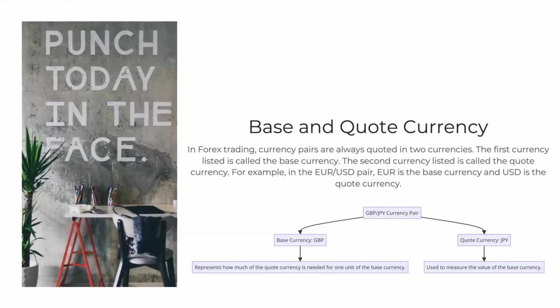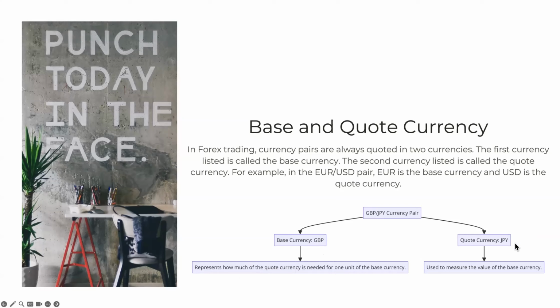Okay, in Forex trading, currency pairs are always quoted in 2 currencies. So the first currency listed is called the base currency, okay? And then the second currency listed is called the quote currency. So in the example below, we're going to use GBP, JPY as the currency pair. When we look at GBP, the first of the pair, it's what we call the base currency. This represents how much of the quote currency, so this side, how much of JPY, is needed for 1 unit of the base currency.